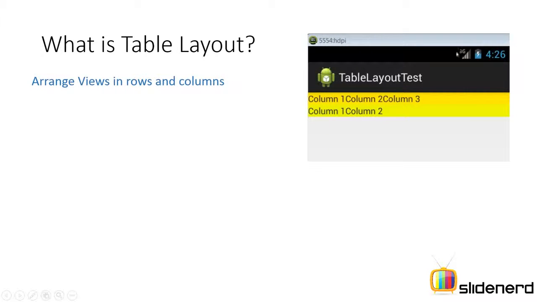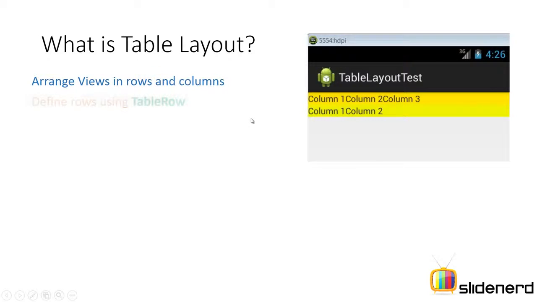Take a look at this image over here. I have column 1, column 2 and column 3. There are 3 different text views on the same row. And then if you see column 1 and column 2, there are 2 other text views which are on a different row. Now this is what your table layout does. It arranges stuff in rows and columns.